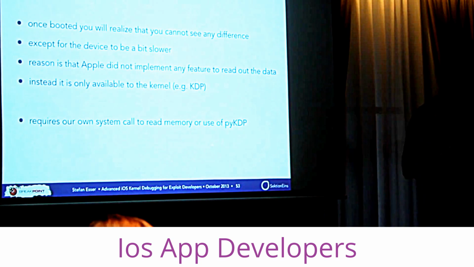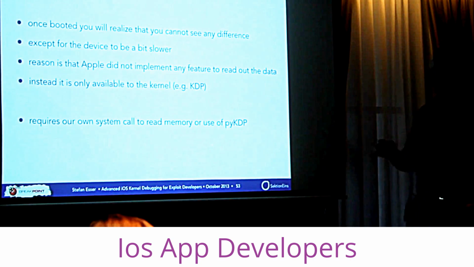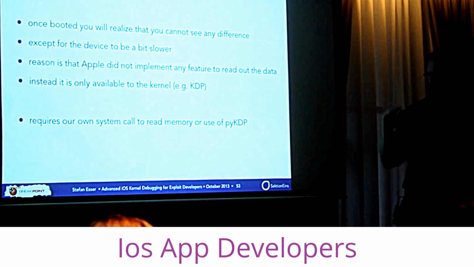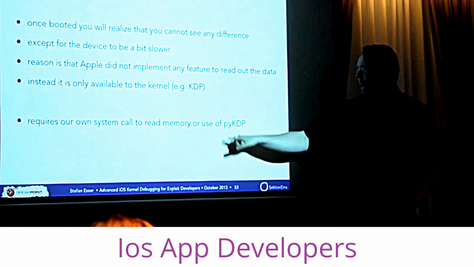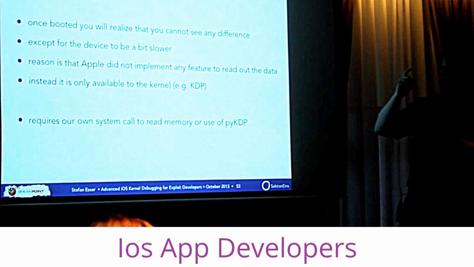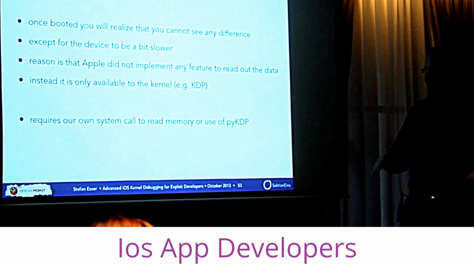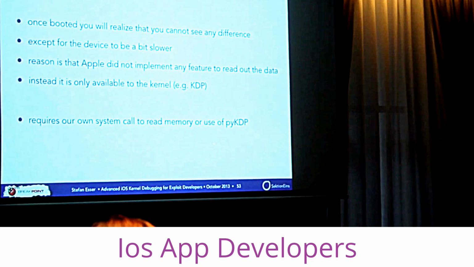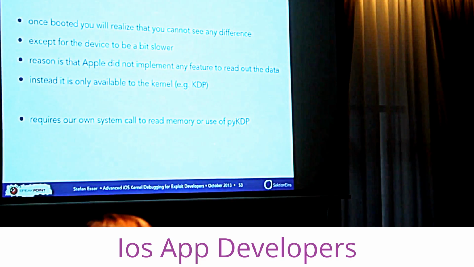Depending on your current system and requirements, you can either do it really via PyKDP, or you first have to do the NMI one, and then you can use PyKDP, or you have your own system call, and then you do it from within your exploit and check it. That's normally my preferred version.